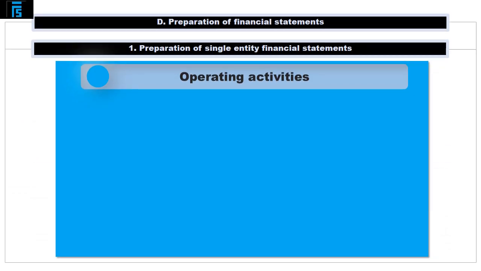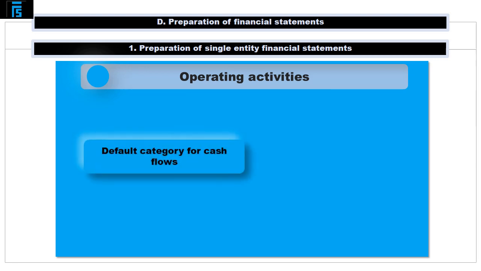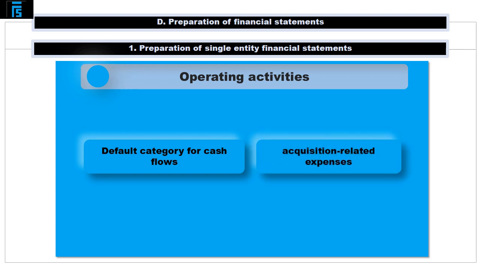As the IAS 7 definition suggests, the operating activities segment also acts as the default category for any cash flows that do not meet the criteria for inclusion under investing or financing cash flows, including asset or business acquisition related expenses, which must be expensed as incurred, as they do not qualify for capitalization in accordance with separate standards such as IAS 16, IAS 38 or IFRS 3.